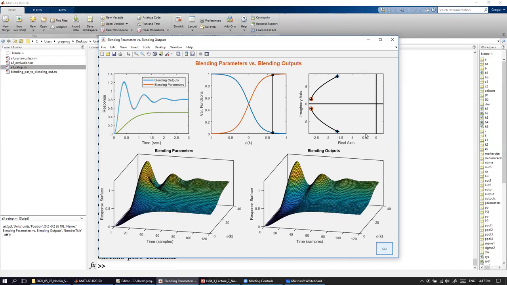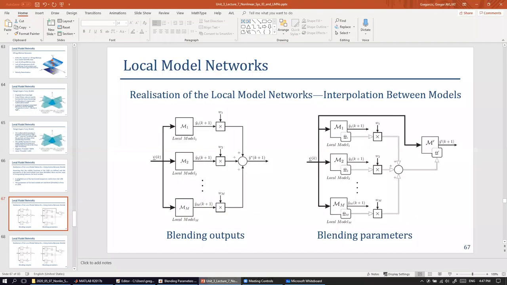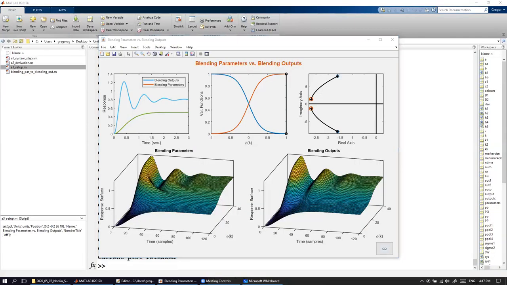So there is a significant difference in how you combine the models together. Is this clear? Is this example clear? Is it clear what I wanted to explain? And do you understand? Anyone?